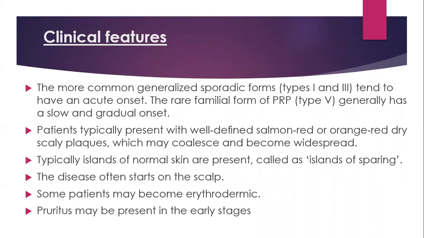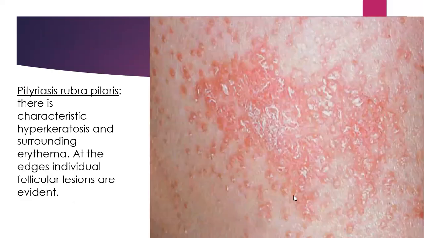Another feature, which is again different from psoriasis, is that these lesions frequently and rapidly become erythrodermic. Typical islands of normal skin are present between these erythematous papillosquamous lesions, and these are called islands of sparing. This is typical of PRP, which is not seen in psoriasis. The disease often starts on the scalp. Some patients become erythrodermic, especially the sporadic forms. Pruritus may be present in early stages, but in later stages it is usually absent.